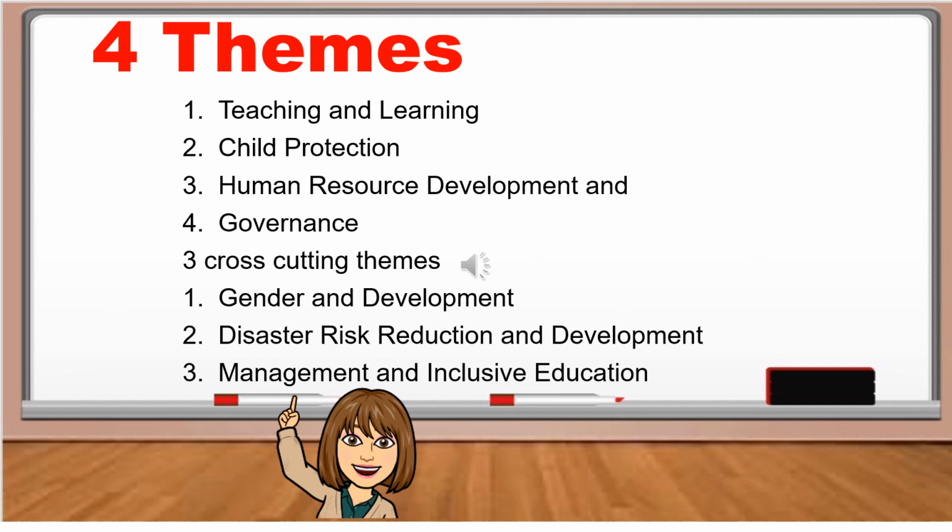The Harmonized Regional Basic Education Research Agenda has four themes to be followed. 1. Teaching and learning. 2. Child protection. 3. Human resource development. 4. Governance. And then we have three cross-cutting themes. 1. Gender and development. 2. Disaster risk reduction and development. And 3. Management and inclusive education.